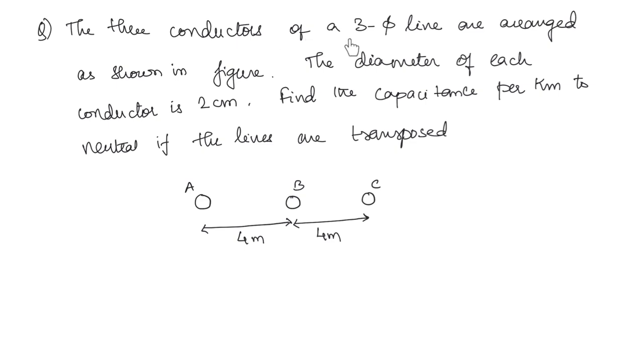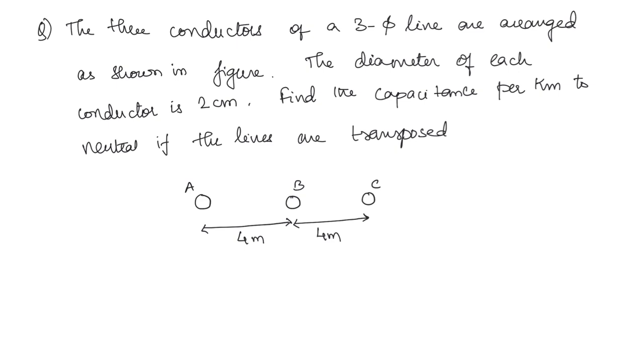The three conductors of a three-phase line are arranged as shown in figure. The diameter of each conductor is 2 centimeters. Find the capacitance per kilometer to neutral if the lines are transposed. This is the configuration that is given. It is a horizontal configuration. Once it is given that the lines are transposed, you don't have to worry. Any phase you take, the capacitance is going to be equal. If the line is not transposed and there is unsymmetrical spacing, then the capacitance per phase will not be equal.